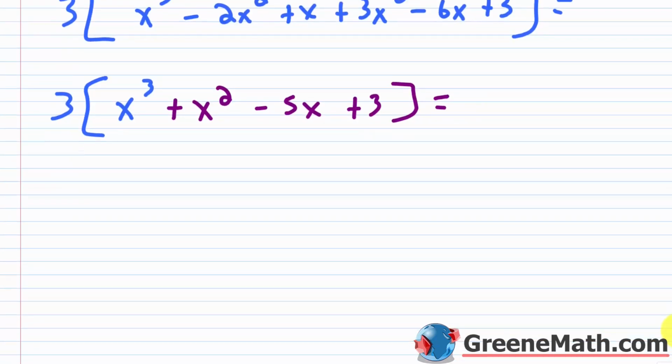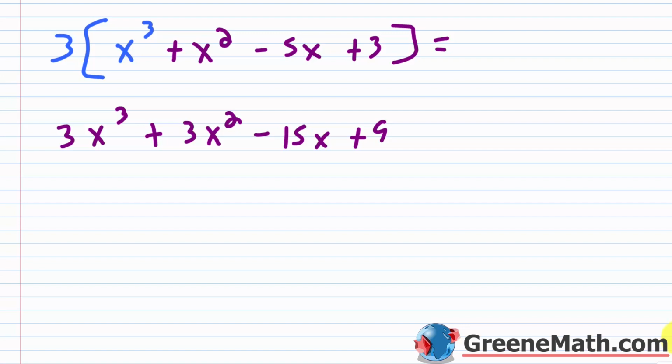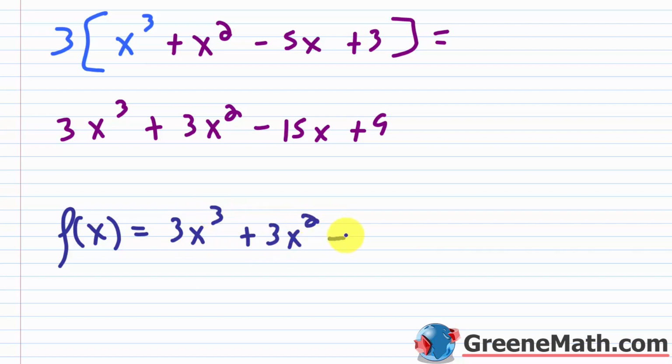Just one more step. We have 3 times all of this, so we would have 3x cubed plus 3x squared minus 15x plus 9. And again, the f of x part is all the way up there, so let me just scroll down, and I'll rewrite it. So we'll just say that f of x is equal to 3x cubed plus 3x squared minus 15x plus 9.